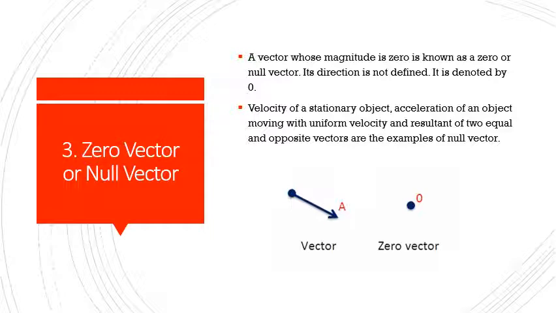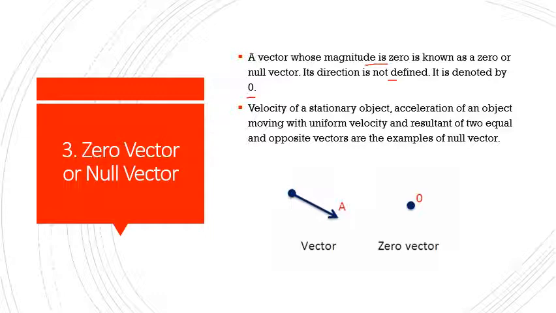A vector whose magnitude is 0 is known as a zero or null vector. Its direction is not defined. It is denoted by 0. I have given the diagram. See, this is a normal vector, students. Okay, vector A. How will we specify a vector?